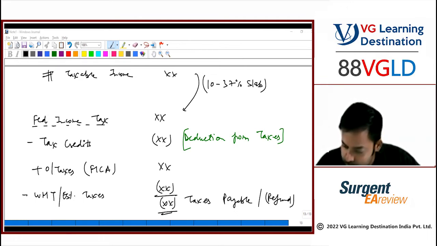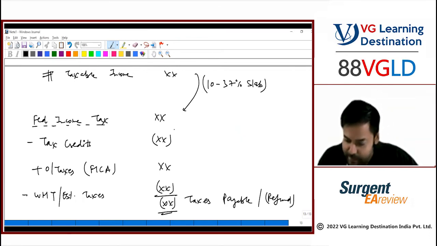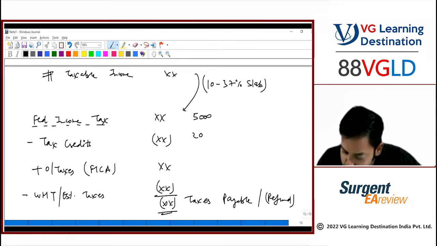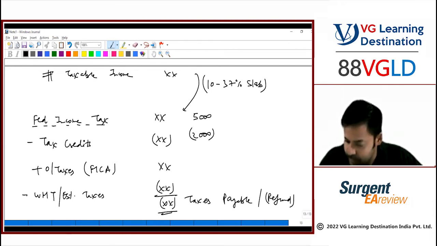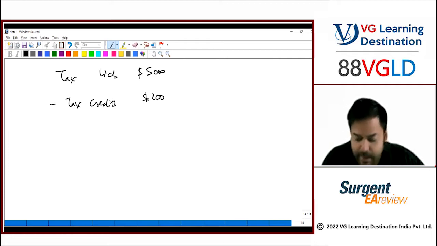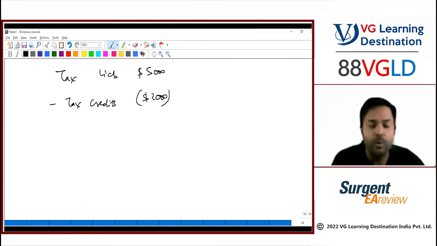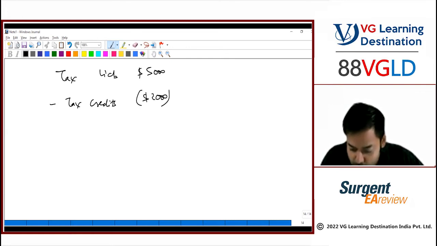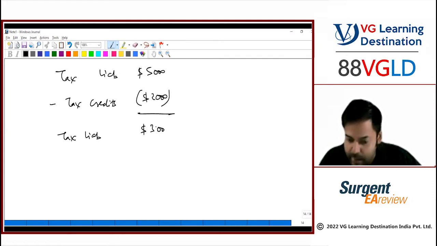Okay, now coming to this portion, just a little more explain this point. Let's say the federal income tax is $5,000 and tax credit is $2,000, right? So let's just say the tax liability is $5,000 and tax credits is $2,000. And let's say there is no other taxes, there is no withholding tax, estimated taxes, that becomes your tax liability. So that means how much taxes you have to pay? You have to pay $3,000. Is this point clear?